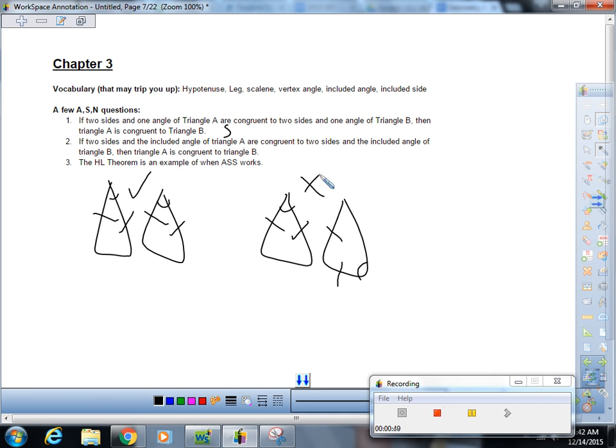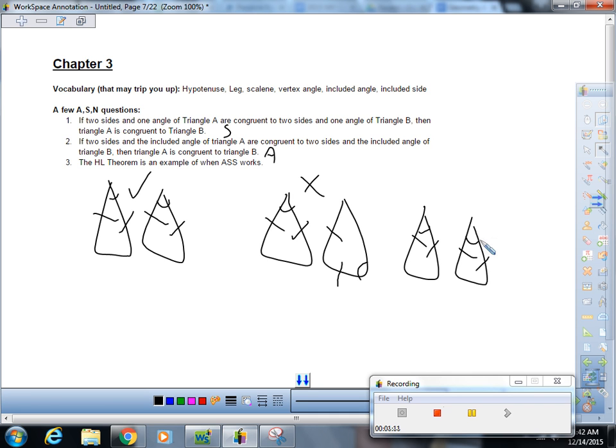two sides and the included angle of triangle B, then triangle A is congruent to triangle B. That would be always, because you have the two sides of the triangles that are congruent, and the included angle is the angle that's in between the two sides of the triangles, so that would be always.